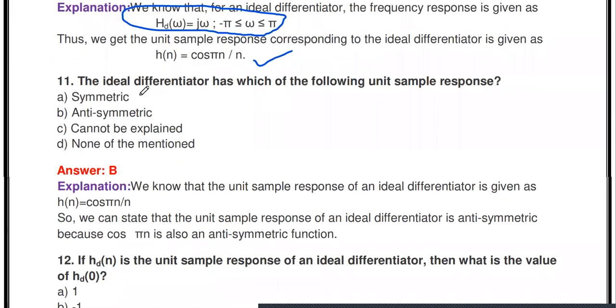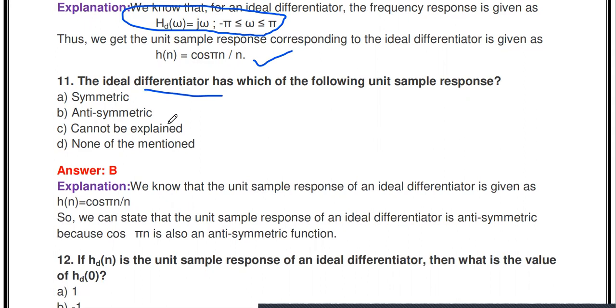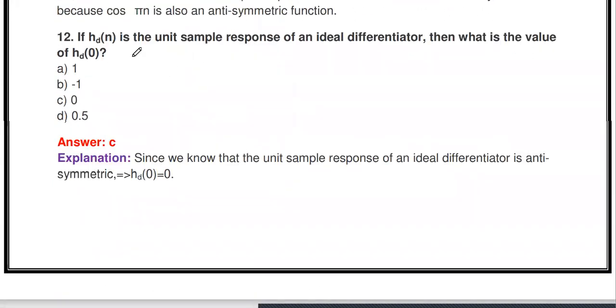Then the next one: the ideal differentiator has which of the following unit sample responses? Symmetric, anti-symmetric, cannot be explained, none of the mentioned. The ideal differentiator has an anti-symmetric unit sample response as well as frequency response. The next one we are going to see is another important FIR, the Hilbert transform. The Hilbert transform and ideal differentiator are both examples of anti-symmetric sequences.